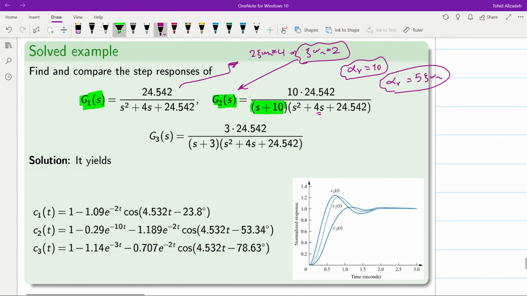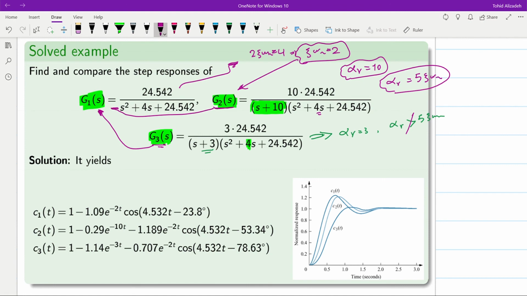And then we have the third system, G3, for which we have the same zeta omega n for the 2 complex poles that we have, but alpha r in this case is equal to 3. So for G3, we have alpha r equal to 3, and we can see that alpha r is not bigger than 5 times zeta omega n. So this is not valid, and we cannot use the second order approximation. Or let's say the response that we get for G3 will not be very close to the response that we get for G1, while what we get for G2 will be pretty close to G1.